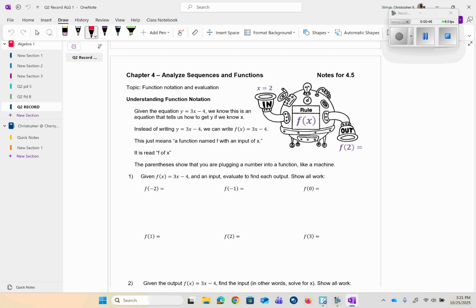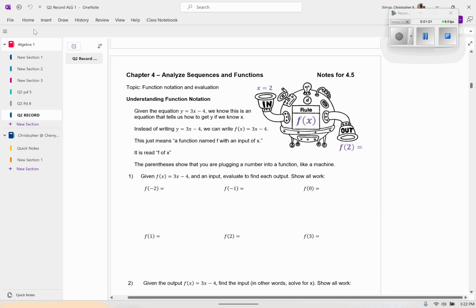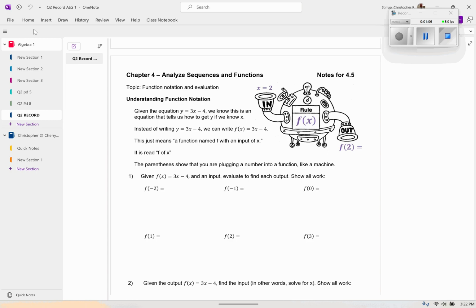So they gave us the equation y equals 3x minus 4. We know that this is an equation that tells us how we can get y if we know x. And being y is the same thing as f at x, that's the same idea. Instead of writing y equals 3x minus 4, we can write f at x equals this. These mean the same thing. It's just we replaced y with f at x. F at x is called functional notation.